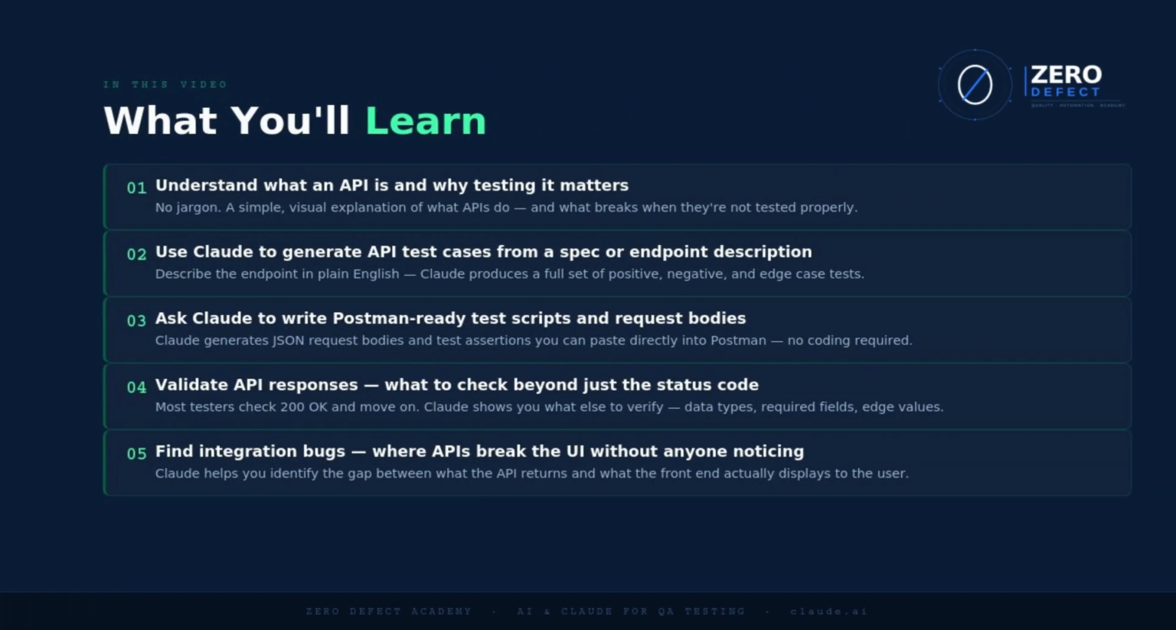Here's what we're covering in this video. First, a simple explanation of what an API actually is. No jargon, no code, just a clear picture of where it sits and why it matters. Then how to describe an API endpoint to Claude and get a full set of test cases back, positive, negative, and edge cases included. We'll also ask Claude to write the actual Postman request bodies and test assertions so you can paste them straight in and run them. We'll look at what to validate in a response beyond just the status code, which is where most of the real bugs hide. And finally, how to spot integration bugs, the kind that only appear when the API and the UI disagree with each other.